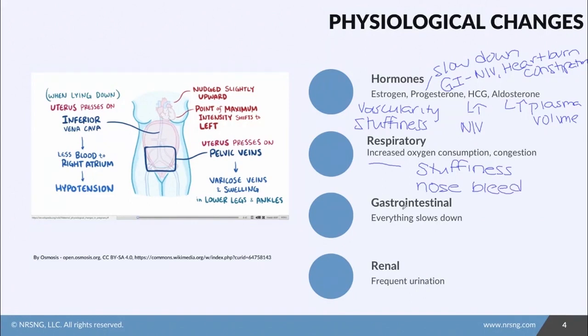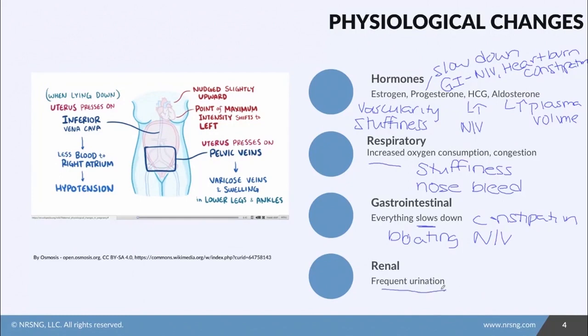Then for our GI system, remember everything slows down. So do you remember what hormone? Let's just review. It's going to be progesterone, right? So slowing everything down. So this is going to cause our constipation, and that nausea and vomiting like we talked about. And then a really bad bloating feeling is also going to happen because everything slows down and the woman can feel really bloated.